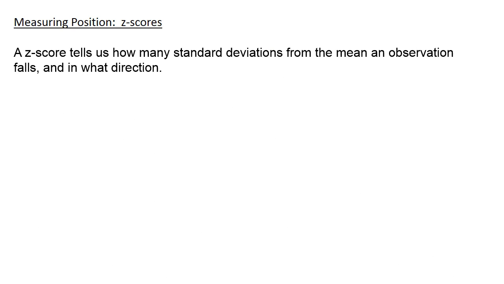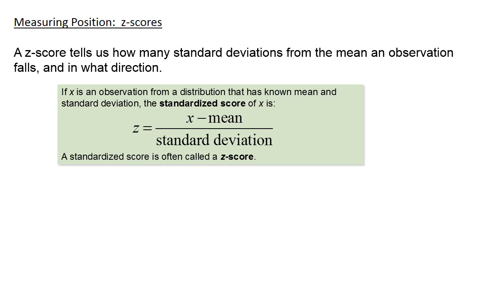Another way to measure position is to find the z-score. A z-score tells us how many standard deviations from the mean an observation falls, and in what direction. Here's a formal definition for a z-score. If x is an observation from a distribution that has known mean and standard deviation, then the standardized score of x is, and we'll call it z, equal to x minus the mean divided by the standard deviation. A standardized score is often called a z-score.